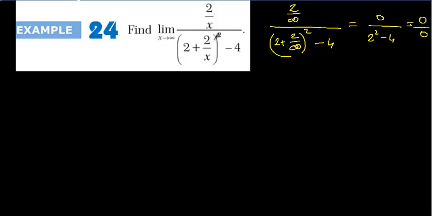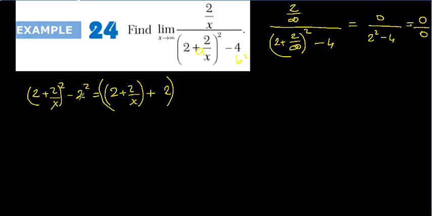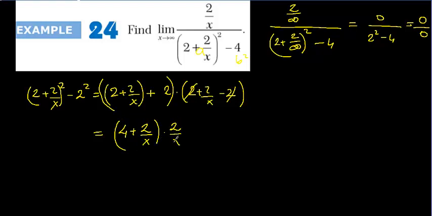So we are going to factorize this one. We are going to try to factorize the denominator, because here it is the a squared minus b squared form. Then 2 plus 2 over x squared minus 2 squared is going to be equal to 2 plus 2 over x plus 2 times 2 plus 2 over x minus 2, since a squared minus b squared is a plus b times a minus b. And when you simplify, the denominator becomes 4 plus 2 over x times 2 over x.